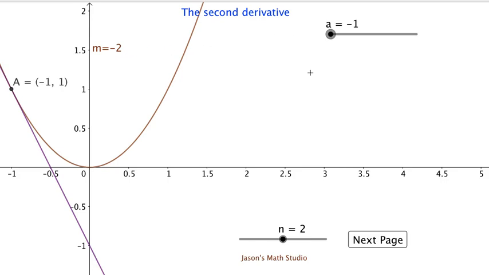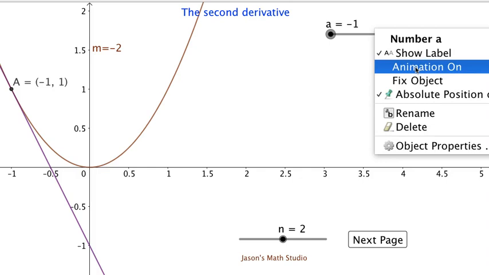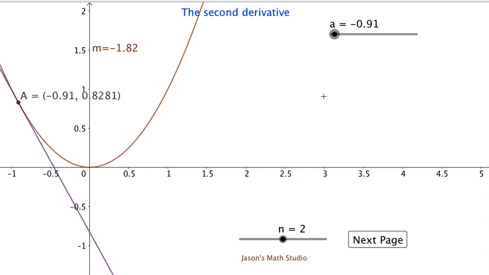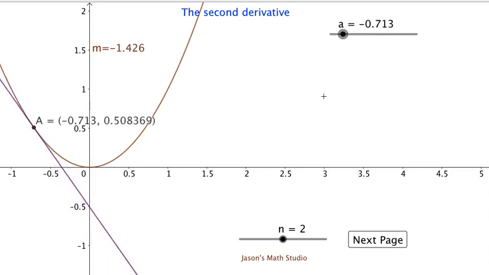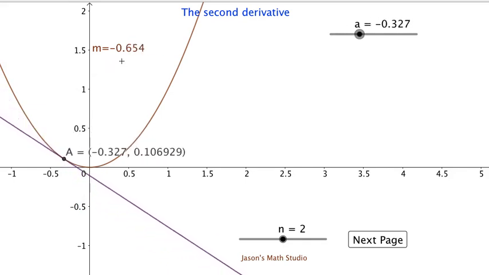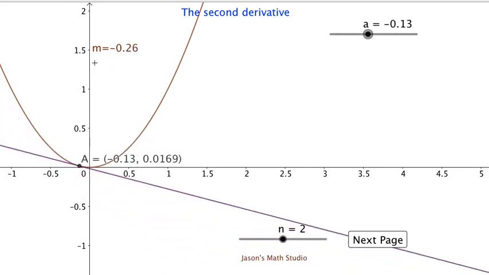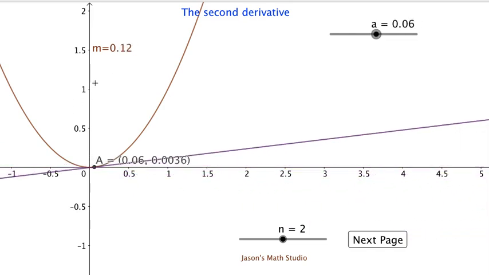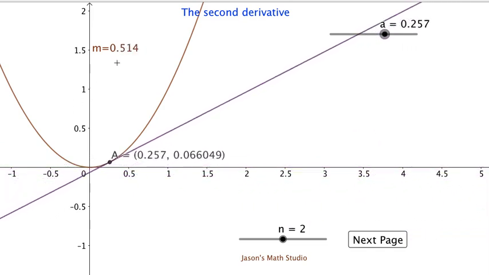I'm going to change the value of A, and so point A will move along this curve, and pay attention to this value, see how the gradient changes as point A moves along the curve. You can see that m is increasing, which means the gradient of the curve is increasing.